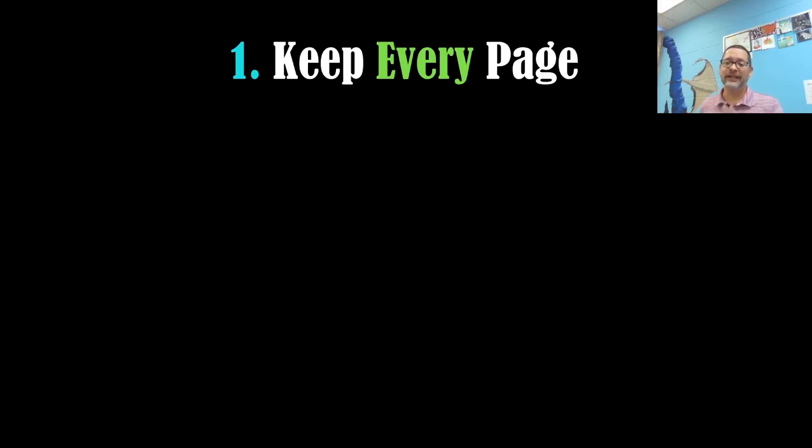I was terrible about this. I would have sketchbooks that when I finished them, they were like half as thick as when I bought them because I ripped so many pages out. Every time I screwed up, I'd just throw the page away. And I want to tell you why you should keep them.